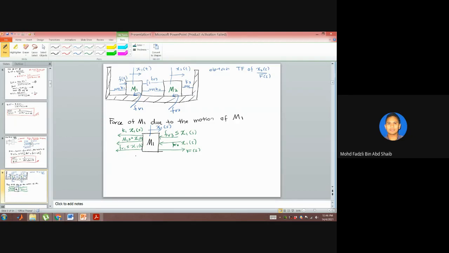So how many forces do we have here? We have 6, right? FV3 S times S1S, K2 S1S, force. This one FT becomes FS. On the left hand side, K1 times S1S, M1 S square S1S, and FV1 S times S1S. Okay.